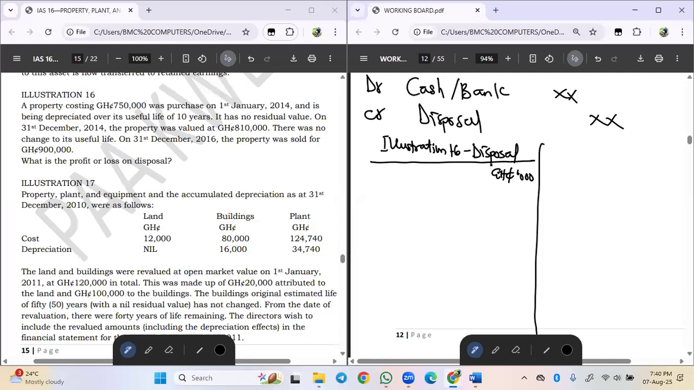Illustration 16. A property costing 750,000 was purchased on 1st January 2014 and is being depreciated over its useful life of 10 years. It has no residual value. On 31st December 2014, the property was valued at 810,000. There was no change in its useful life. On 31st December 2016, the property was sold for 900,000. What is the profit or loss on disposal?